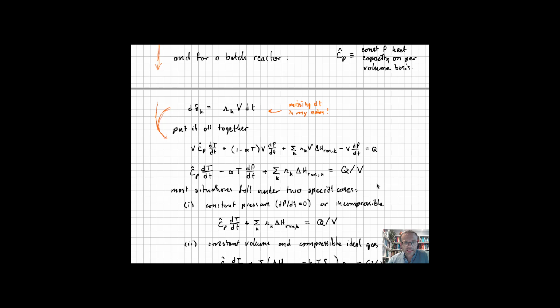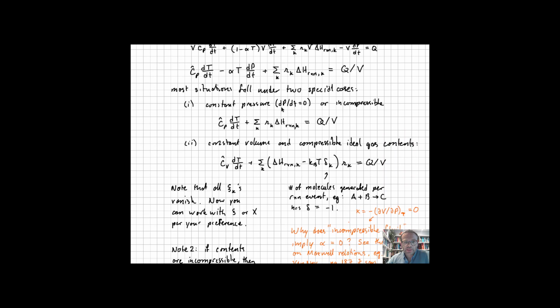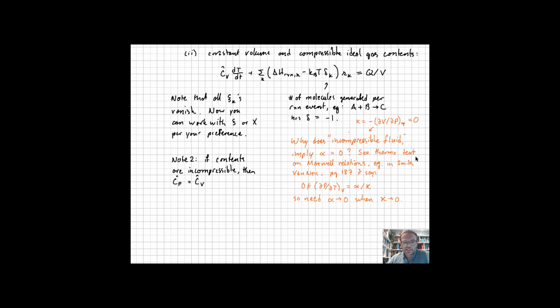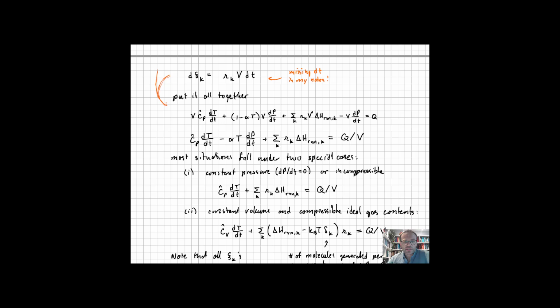And we can now further break this down into two cases that arise very commonly. Those are that you have constant pressure, dP dt equals 0, or an incompressible fluid. Both fall into this one case. And now this big equation simplifies into this smaller equation that is coming from the fact that when you have an incompressible fluid, this expansivity factor is also equal to 0. That's not trivial. You have to go to a thermodynamics text and review your Maxwell relations. For example, this work is done in Smith and Van Ness and Abbott on page 187 of my ancient edition. A consequence of this assumption that you have incompressible fluids is that it gets rid of the alpha factor as well.